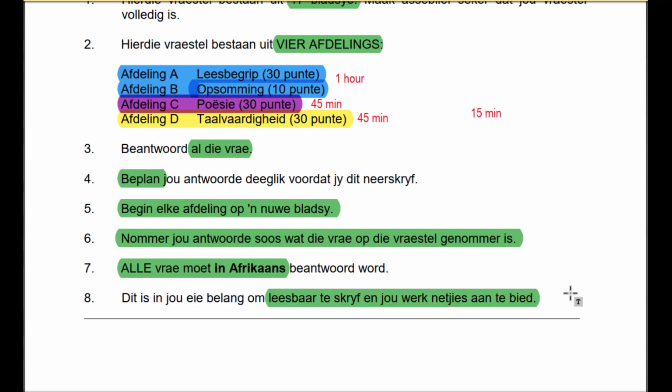Very important. Remember, teachers are not forensic scientists. We cannot decipher hieroglyphs. It's very important that you write legibly and neatly.